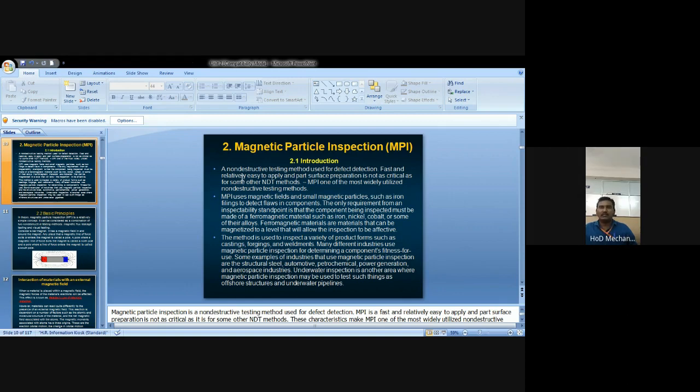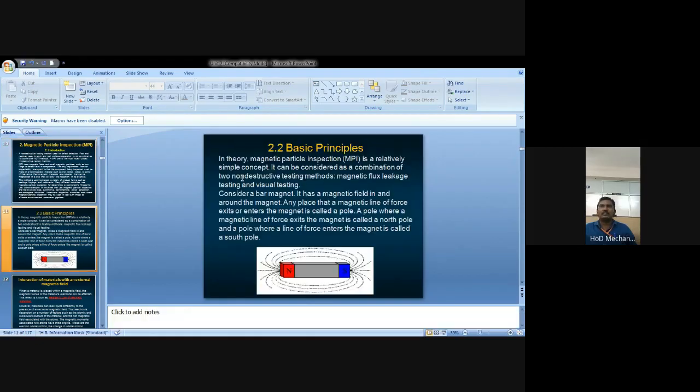That is one of the major advantages in magnetic particle inspection. So, the basic principle. Next we go to discuss the basic principles of magnetic particle inspection. So what is the basic principle?